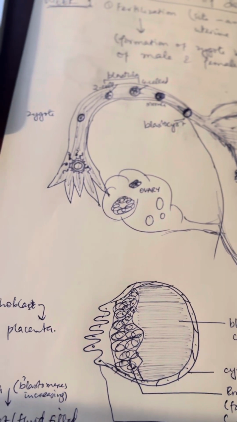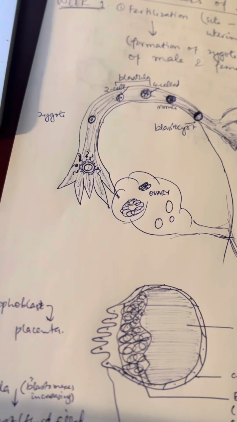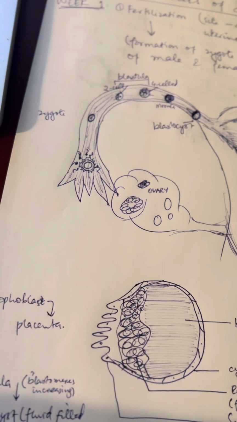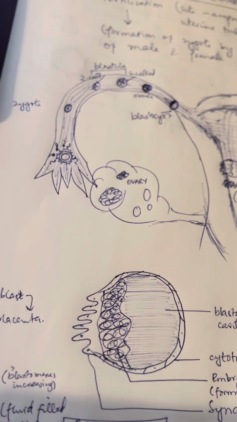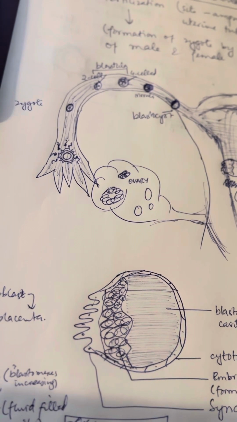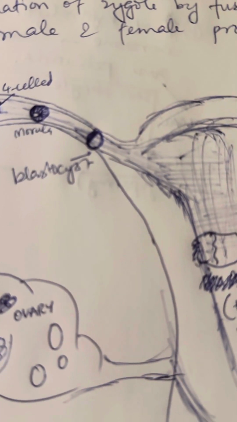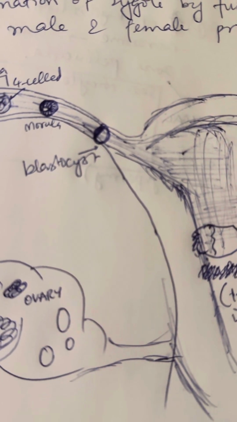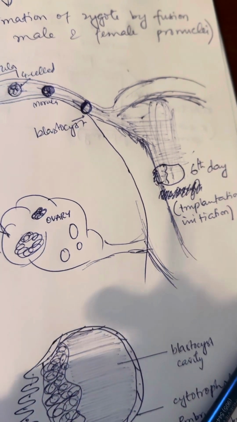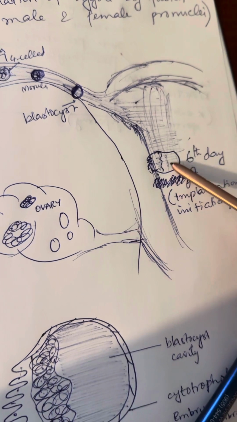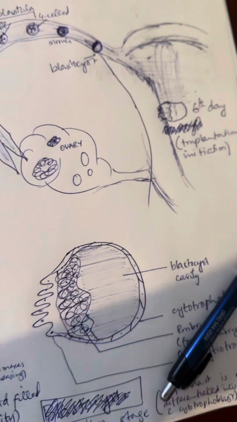going through the mitotic divisions to form 2-cell and then 4-cell, and then it turns into a ball of cells, that's the morula, that transforms into the blastocyst when this cavity starts to fill up with fluid. Okay, and around the 6th day, this gets implanted onto the uterine wall.